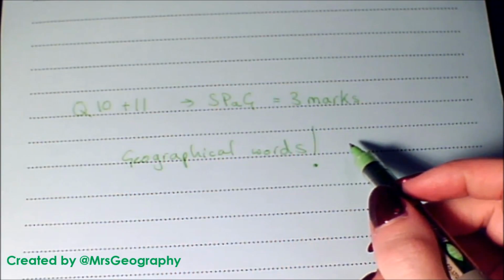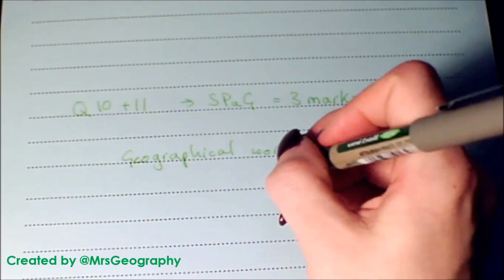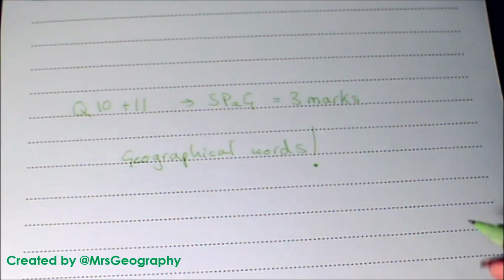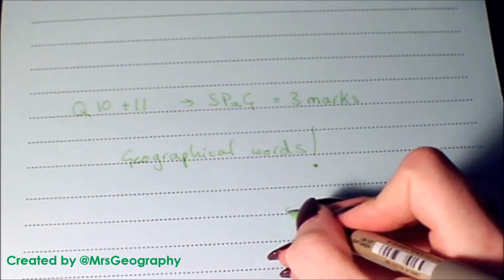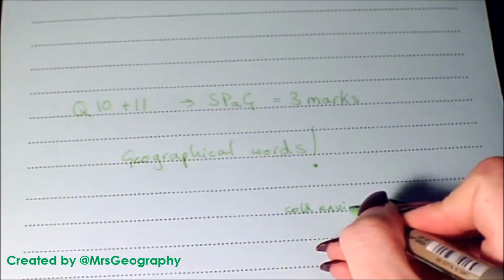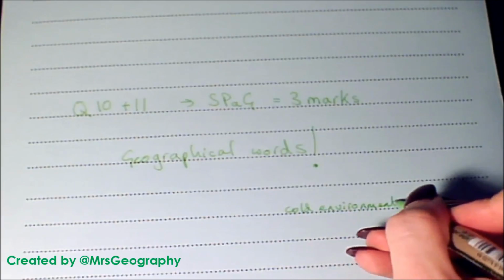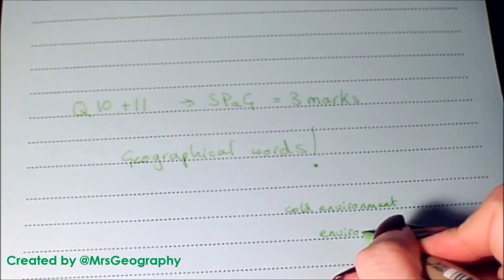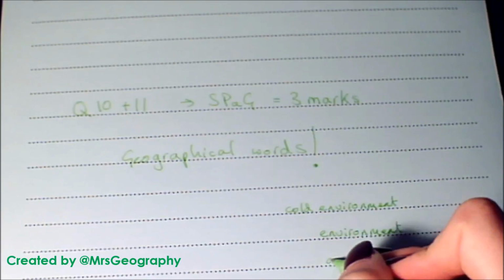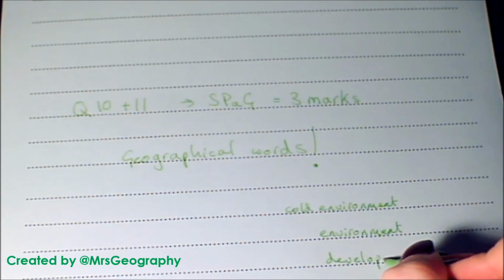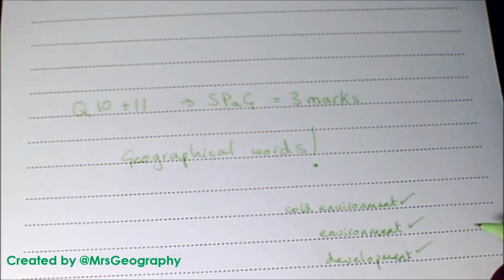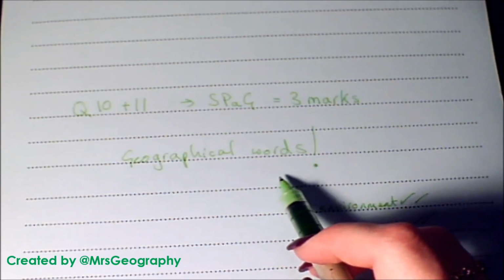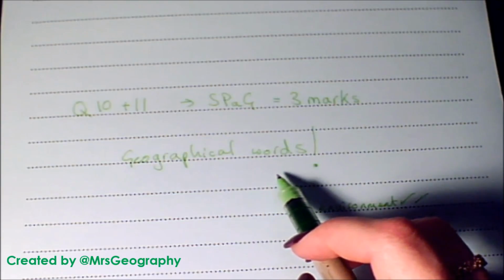So for cold environments, maybe at the side of the exam paper, or even at the top of the exam paper, write out a little list. So we've got like cold environments for one. You know, you could have environment, you could have the word development. And when you're writing your answer, you tick these off, however many times you use them, you're demonstrating that you're using a very wide range of geographical words.